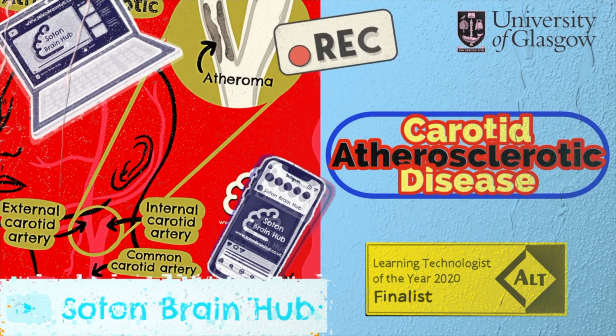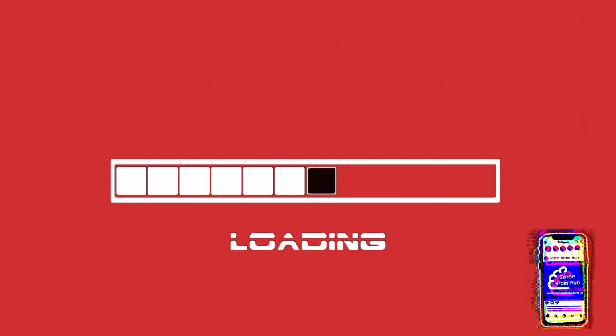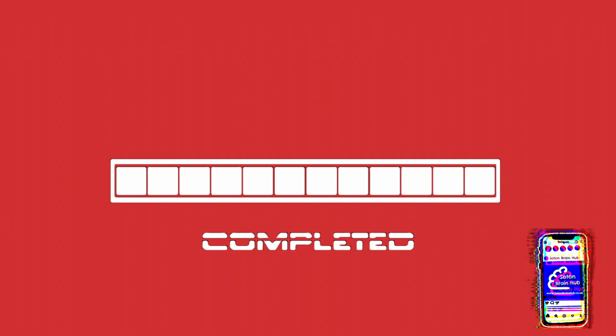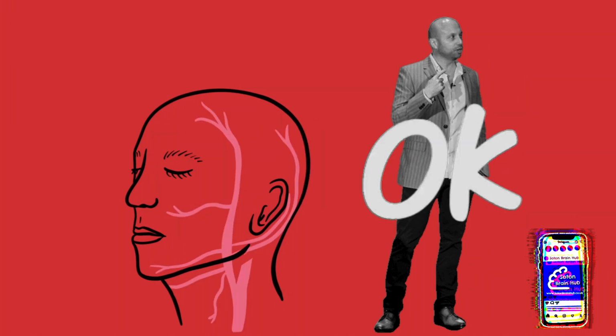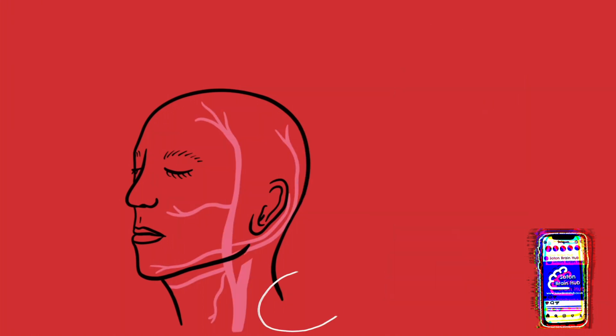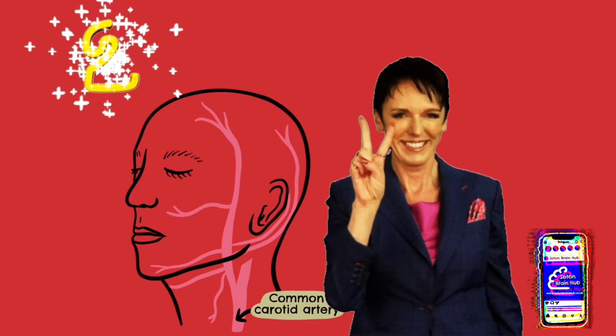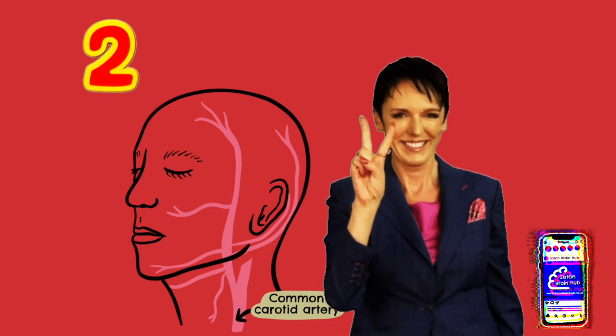My name is Calvin, and today we'll be talking about carotid atherosclerotic disease and some of its potential treatment options. Let's start with a brief recap of the relevant anatomy. The common carotid arteries are the major blood vessels providing the blood supply to the brain. We have two common carotid arteries, one on either side of the neck.